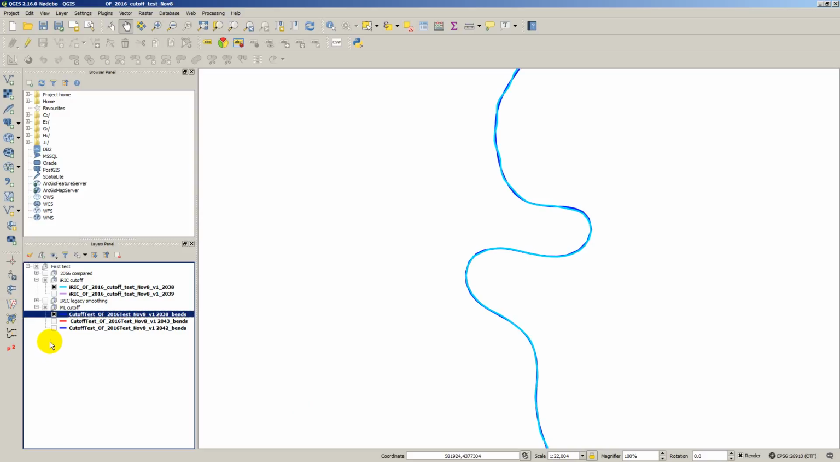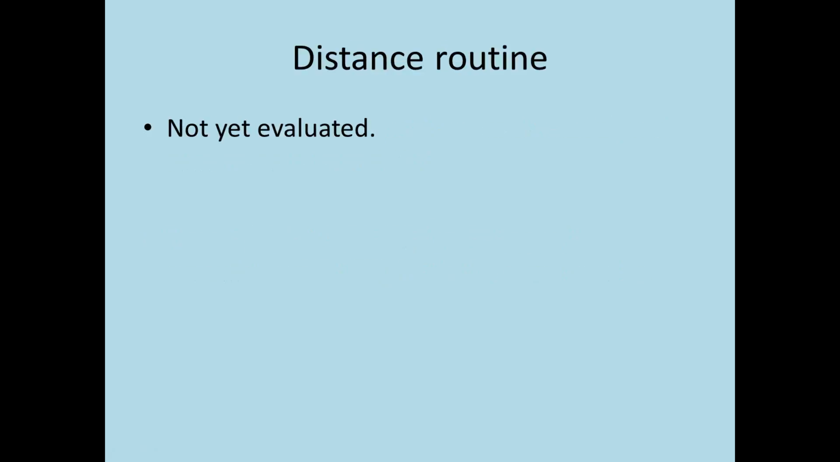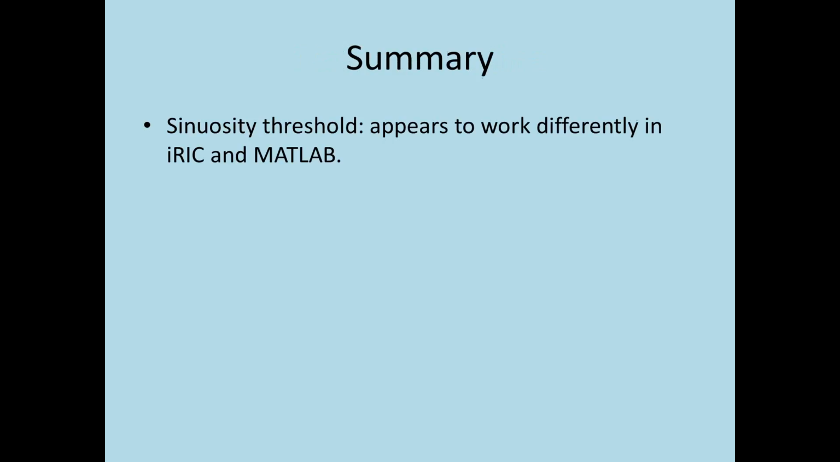I did try it with two different smoothings, both the standard smoothing and the legacy smoothing that you have as options, and I got the same results in both. I have not evaluated the upstream and downstream factors to see if they've worked. In addition, I have not yet evaluated the distance routine, but I thought I would get you these results as quickly as I could.